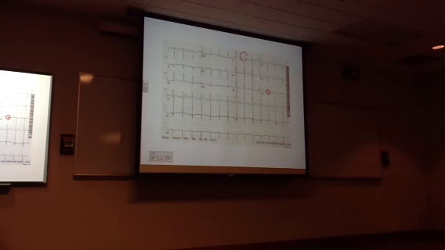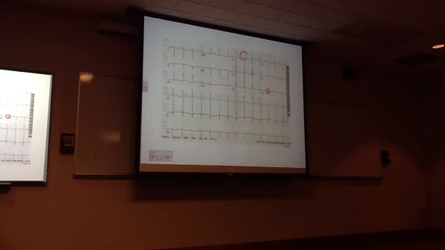Is the QRS interval normal or not? Less than three small boxes, less than 0.12 seconds. So depolarization through the ventricles, I can say, is normal. The QRS is not wide, and there's no delay there, so it's not a bundle branch block.